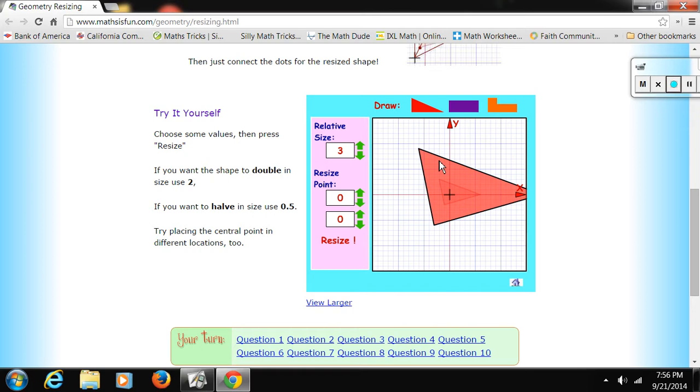So that's called resizing. Now if you notice, the shape does not change. The shape is the exact same shape. It just got way bigger. That means these angles stay the same. This angle is the same as this angle. They just made a much bigger size.